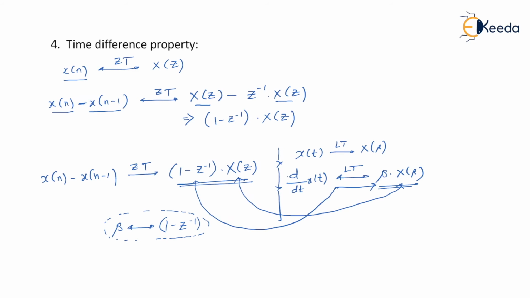The reason why I'm relating is that in case of continuous time, we have differentiation, and in case of a discrete signal, we cannot have differentiation. Differentiation gets replaced with a difference equation. Like when I say d by dt of x of t is time differentiation, then x of n minus x of n minus 1 is called a time difference equation. Please don't forget this. This is called a time difference equation.